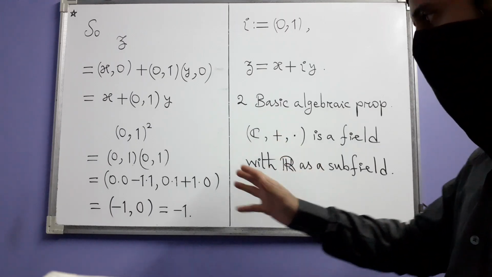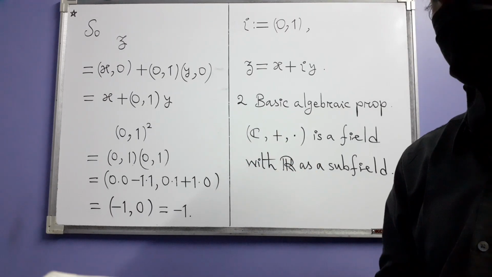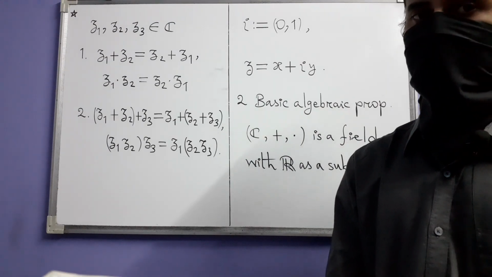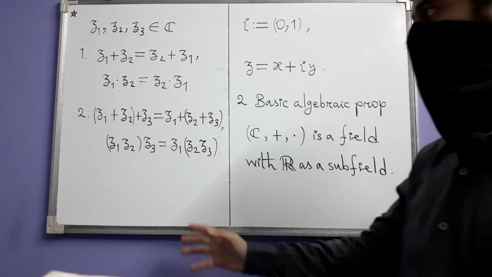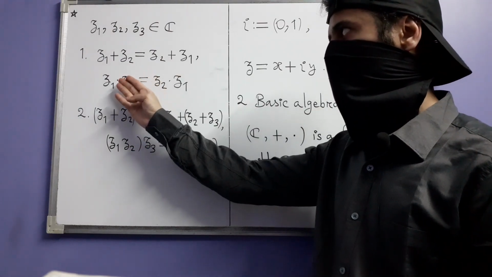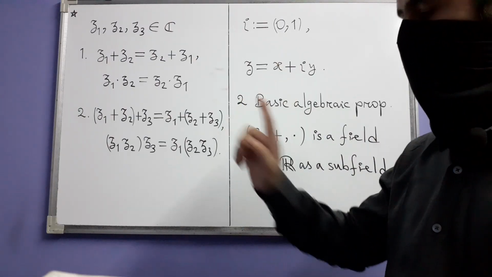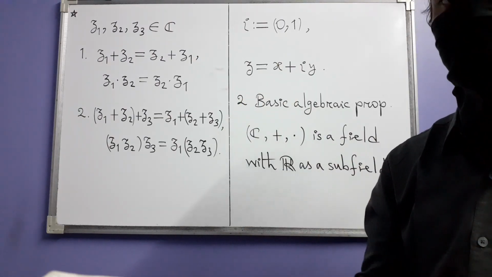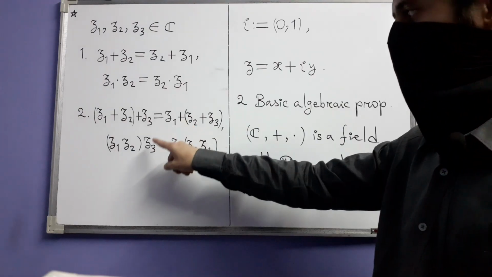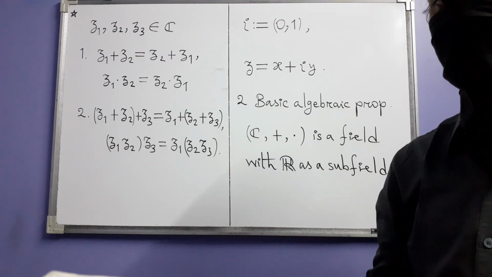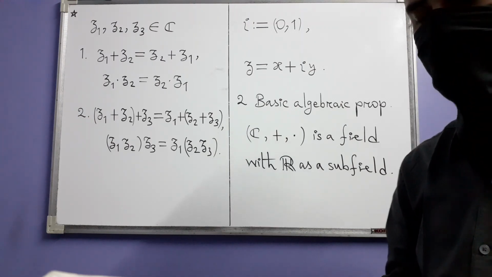But let me just elaborate a little bit on what this even means. Suppose you take any three complex numbers, z1, z2 and z3. Then addition and multiplication are both commutative. The same things are true for real numbers as well. Just like that, addition and multiplication are associative. Again, real number addition and multiplication are also associative.